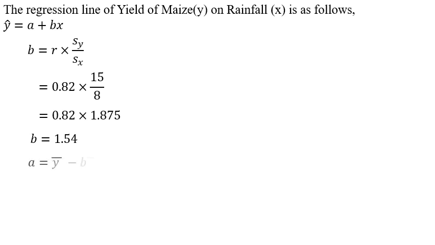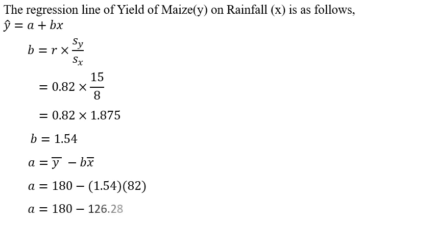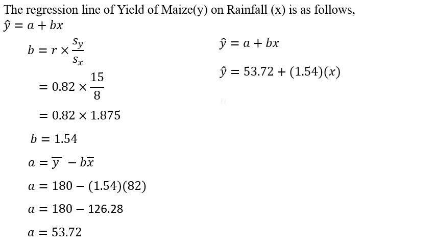Once you get the b, put that value into our a. Y bar is 180 and b is 1.54, x bar is 82. Multiply 82 with 1.54 first. Once again, you will get 126.28, and then subtract, you will get 53.72. So my dear friends, that's the a and b which we are going to put into our equation of regression line. The equation will be 53.72 plus 1.54 into x.